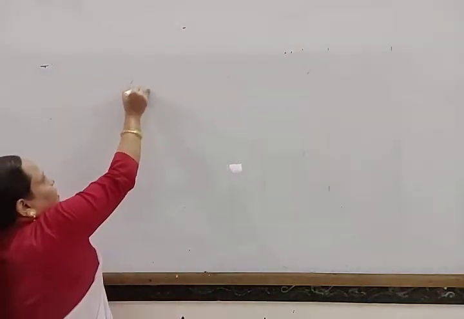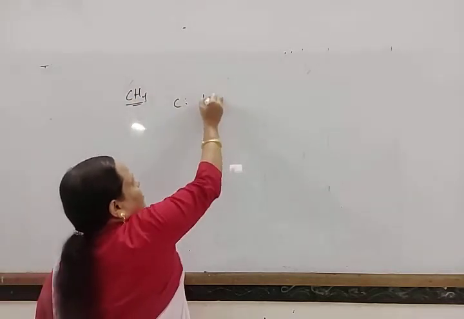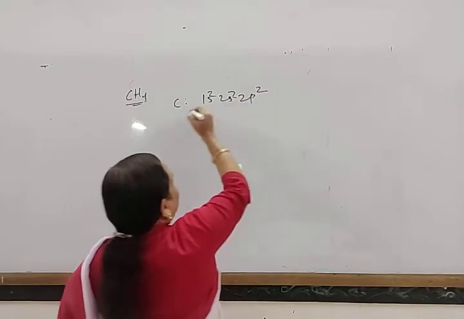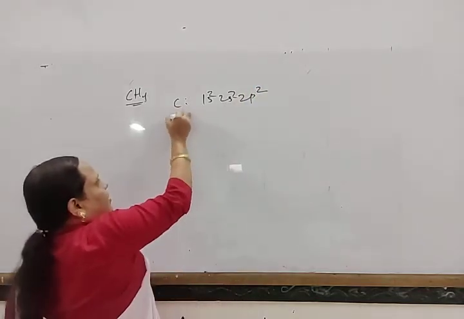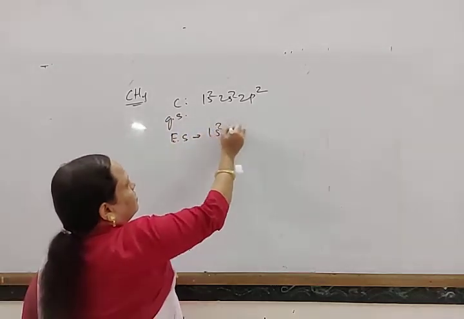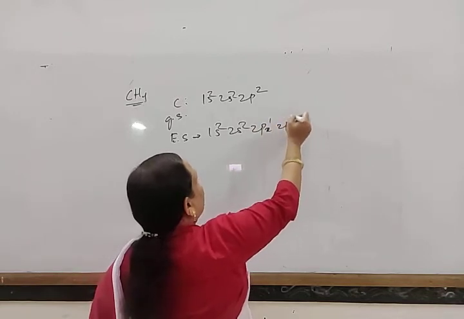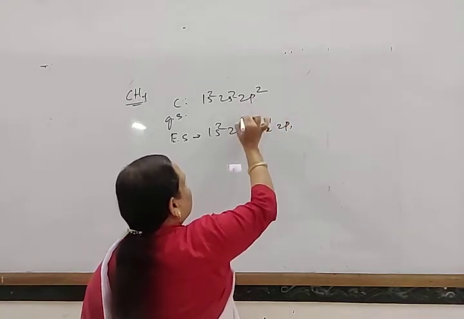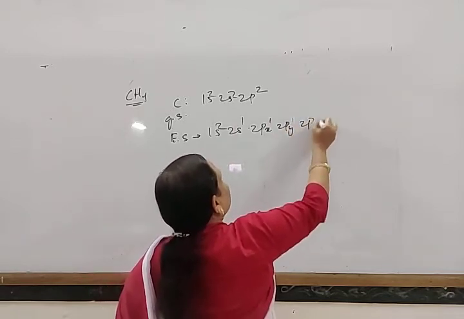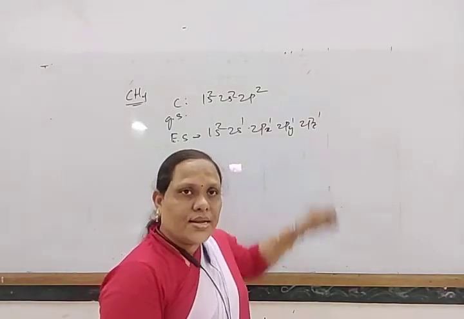Look here, for the formation of CH4. The carbon atom has electronic configuration 1s2, 2s2 and 2p2 in the ground state. In the excited state, the electronic configuration becomes 1s2, 2s1, 2px1, 2py1 and 2pz1. Now carbon has 4 unpaired electrons.